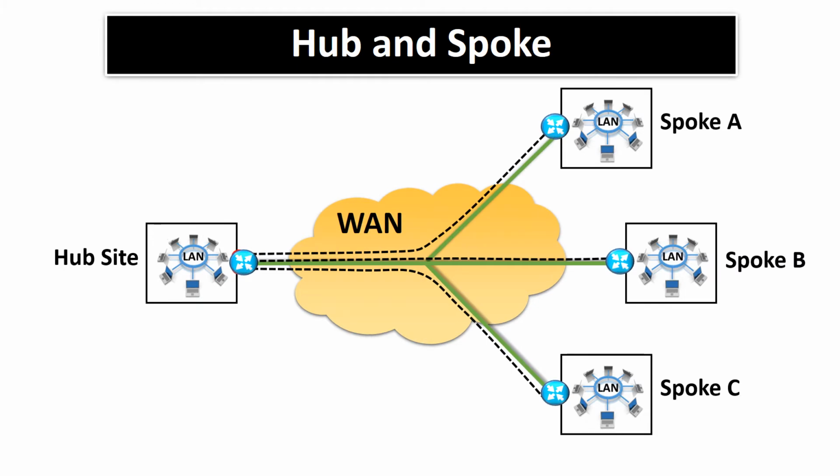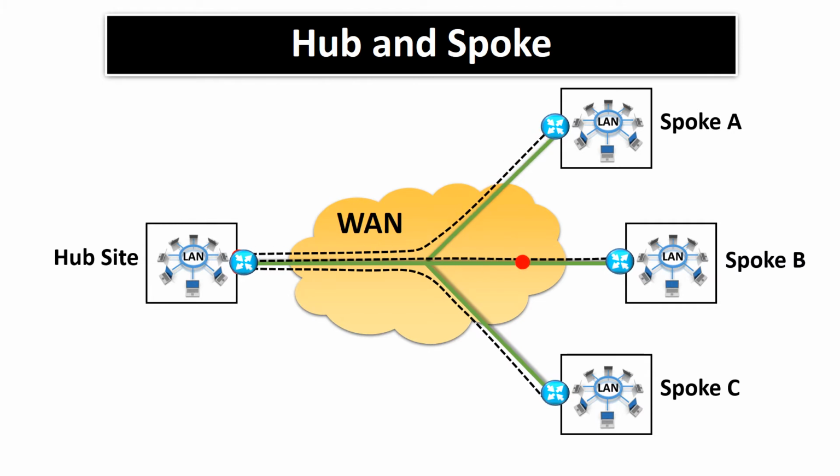In a hub and spoke setup, sites are categorized into two types, that is hub site and spoke site. The central site is called a hub and a branch site is called a spoke. Communication between two spokes always happens through the hub. As shown in the diagram, for site A to communicate with site B, traffic will first go to the hub site from site A and then be directed towards site B from the hub site.